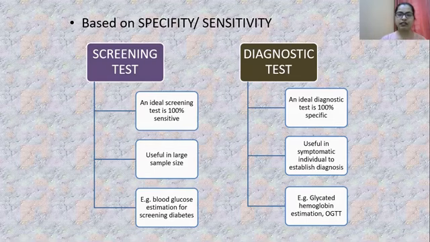So on the basis of that, we have a screening test and a diagnostic test. A screening test is 100% sensitive, which is mainly useful in large populations, and the diagnostic test is 100% specific and mainly used for individual diagnosis.